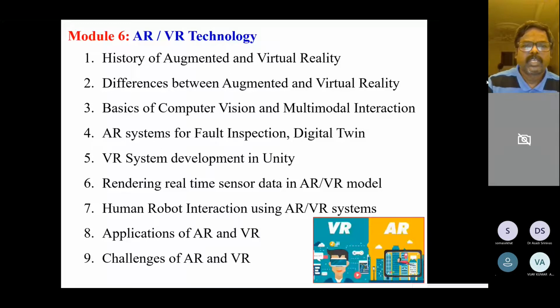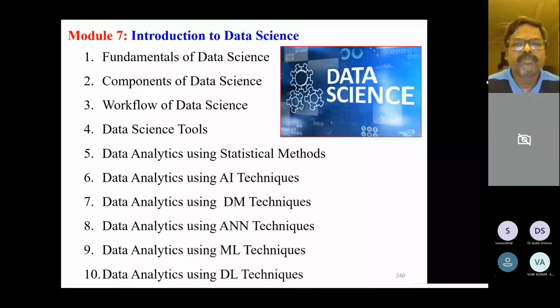Then followed by a few concepts like data analytics using statistical methods, data analytics using AI techniques, data analytics using DM techniques, data analytics using artificial neural networks techniques, data analytics using machine learning techniques, data analytics using deep learning techniques. Then Python programming.